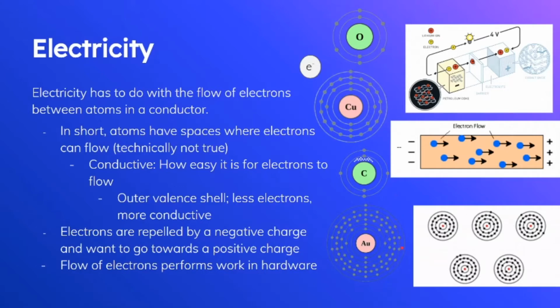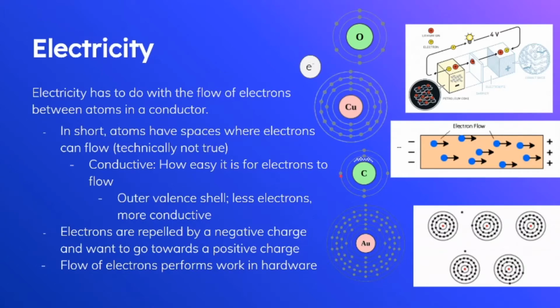But as you can see for the atoms of copper, Cu, and gold, Au, there's actually only 1 electron in the valence shell, which means there are 7 spaces where electrons can flow and go around in. Unlike other atoms like oxygen and carbon, they're not so conductive because their valence shells are already mostly filled up. You can see that oxygen has 6 electrons, and carbon has 4 electrons.